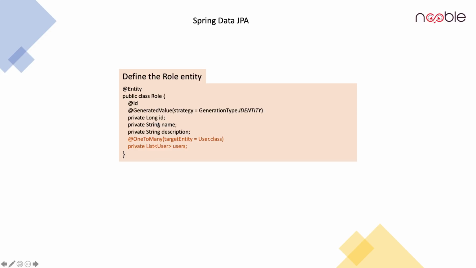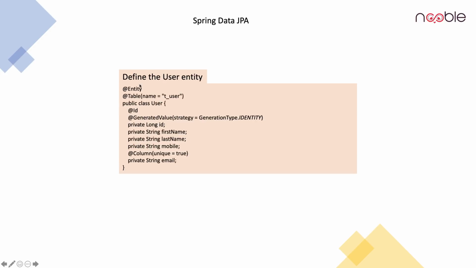Now let us look at the user entity. Here again the @Entity annotation and the table name is t_user, id, first name, last name, mobile, and the String email. With @Column we are telling unique equals true, where email is a unique constraint we are giving.